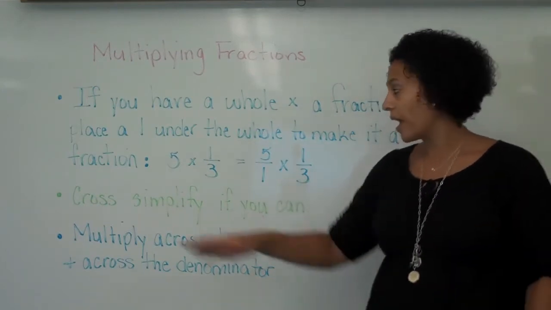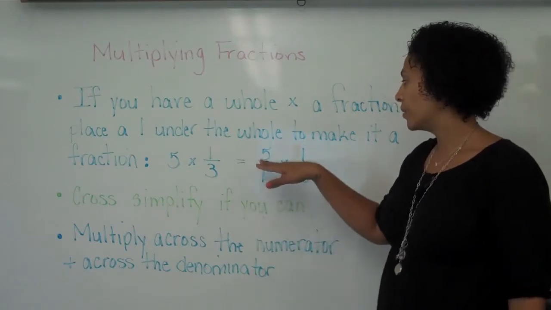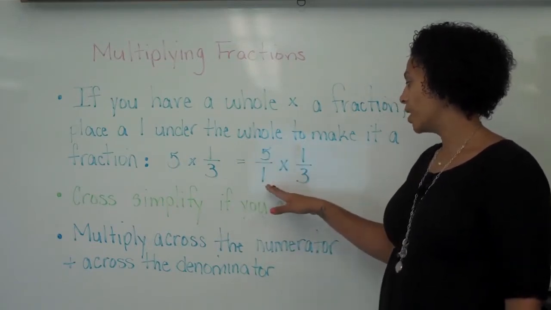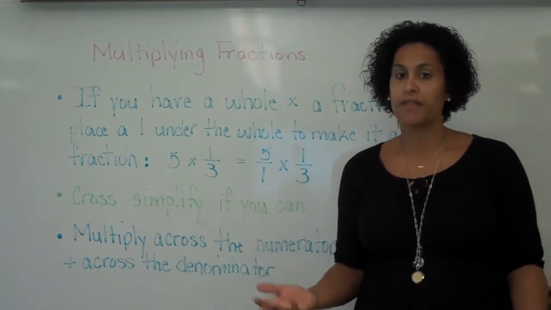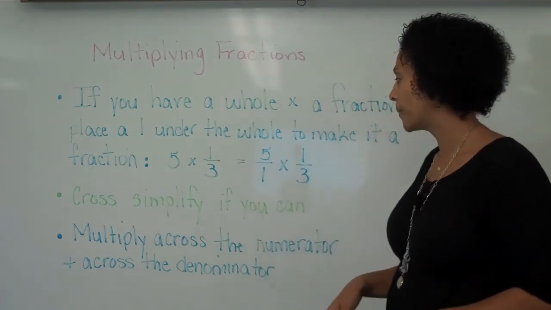So 5 times 1/3 is the same as 5 over 1 times 1/3. So then when we multiply, we just multiply across the numerator, across the denominator. So we would do 5 times 1 is 5, 1 times 3 is 3. We would have 5/3. And then of course we would need to simplify that fraction because it would be improper.